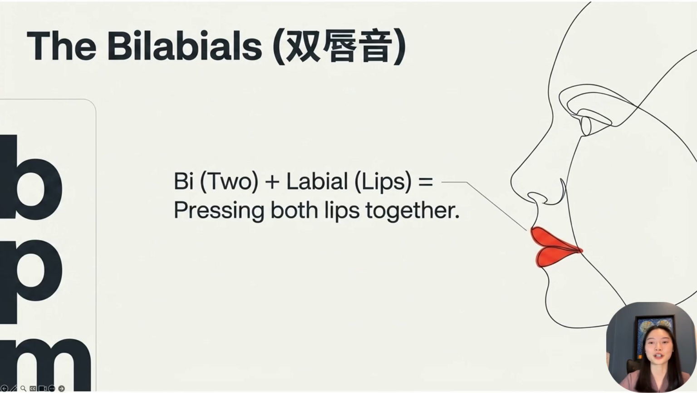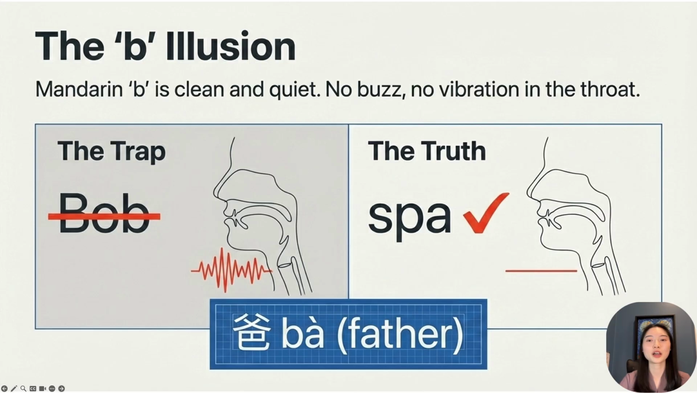The first 3, B, P, M, are called 双唇音 in Chinese, which means double lip sound. Both lips touch together when you pronounce this sound. B, P, M. Before we start, here's something important.